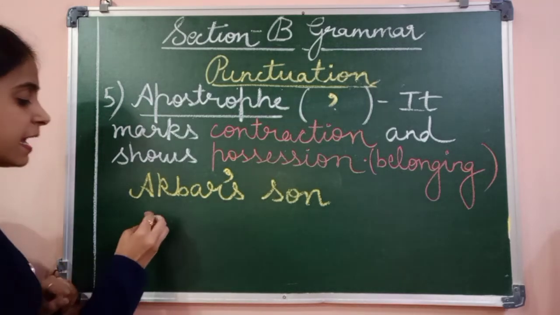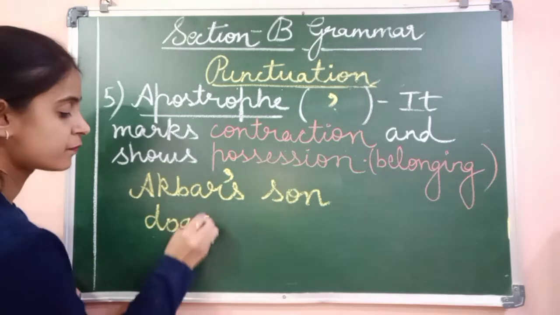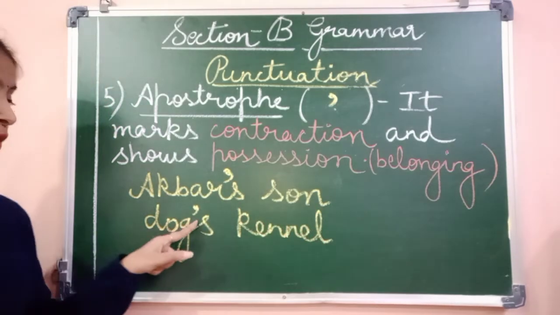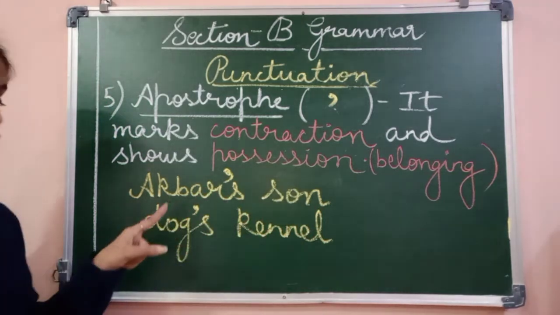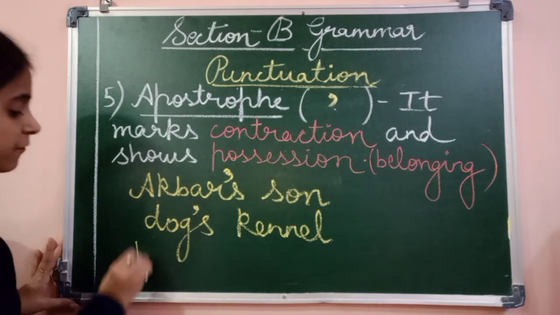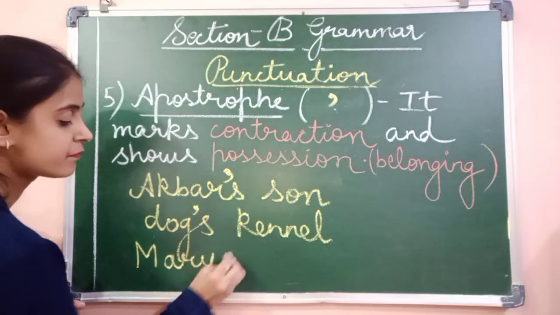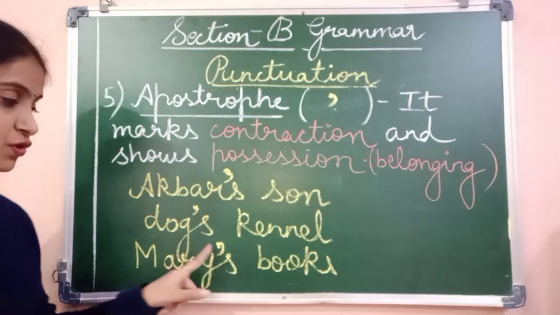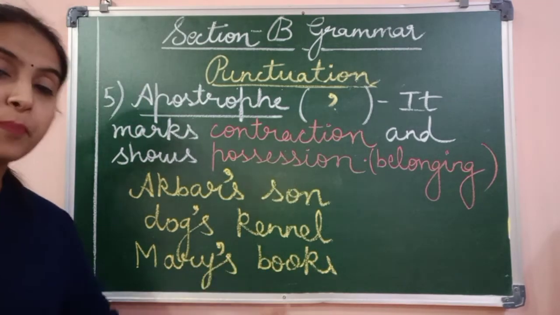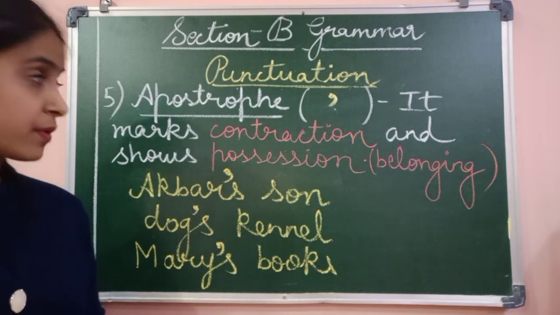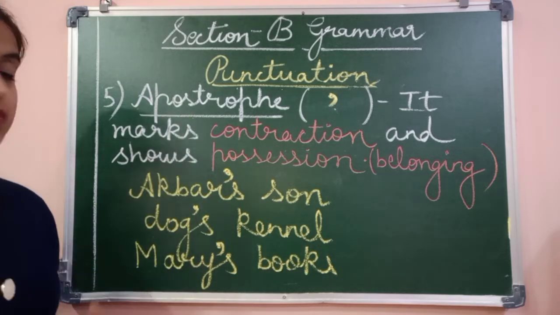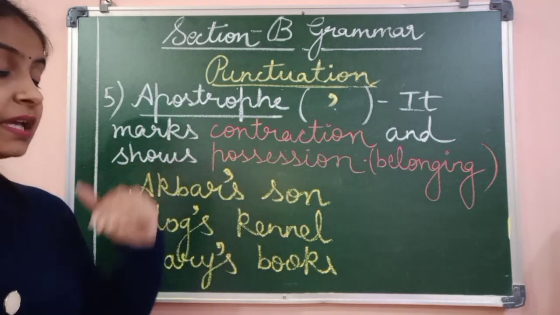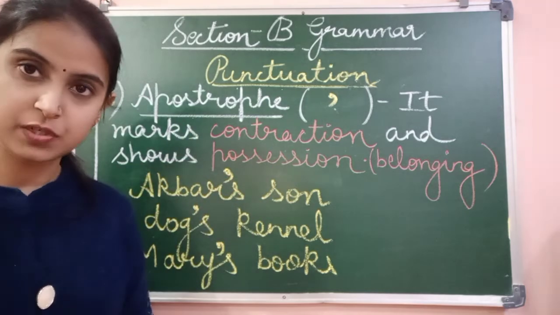In the same way, if I say dog's kennel, this apostrophe shows that the kennel belongs to the dog, right? Again, if I say Mary's books, this apostrophe s shows that the books belong to Mary, right? So children, I hope the use of the apostrophe is clear to you. The apostrophe is used to mark contraction. It is also used to show possession, right?